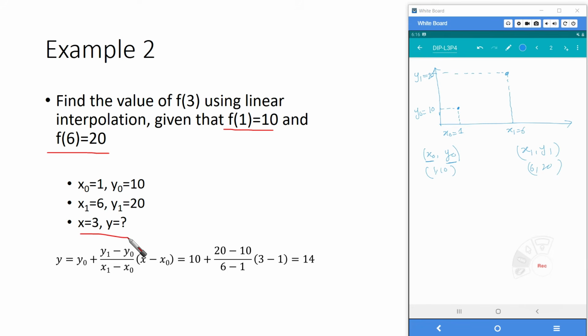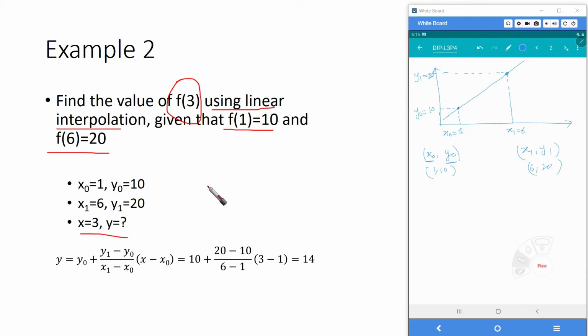So before proceeding, let's draw a straight line, because we'll have to use linear interpolation to find out the value of the function at x equal 3. Linear interpolation is actually a straight line concept. So we can draw a straight line using these 2 given points. So this is that straight line.